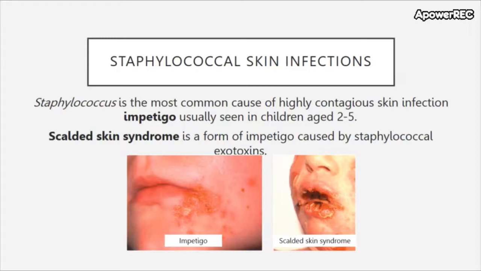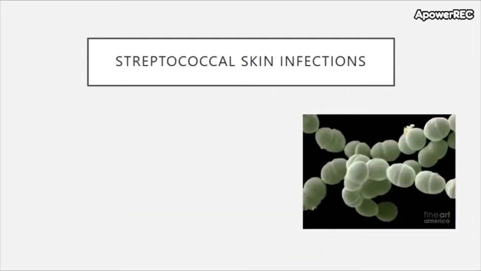On a separate note, you should be aware that Staphylococcus also tends to be the causative agent of toxic shock syndrome, which is caused by Staphylococcus growth from using a tampon for too long. And again, due to certain exotoxins that the Staphylococcus produces. The next bacterium to discuss are Streptococcus bacterium.